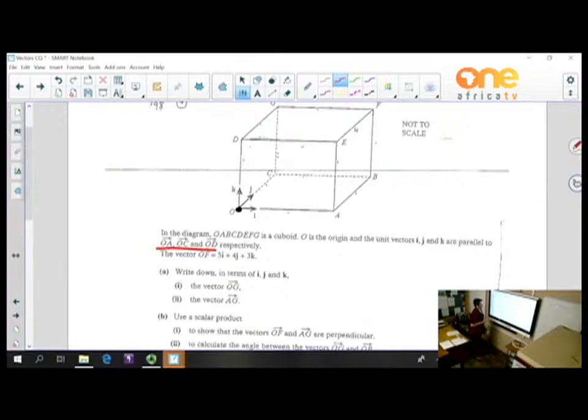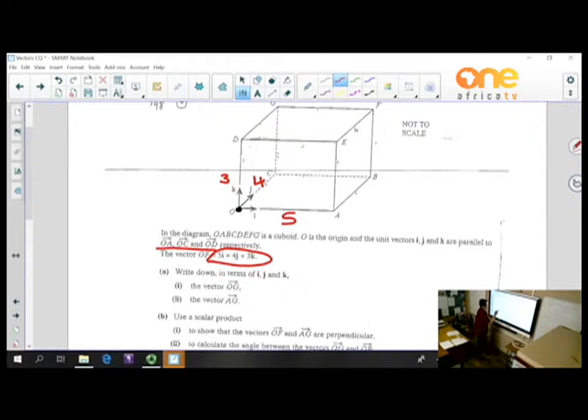The vector OF, that's the key, that's where we're going to start. OF is 5I plus 4J plus 3K. So that means this is the movement here, 5I. Then 4J, so that length will be 4J, and 3K. So that is the dimensions that we have here. Write down as a base vector OG.